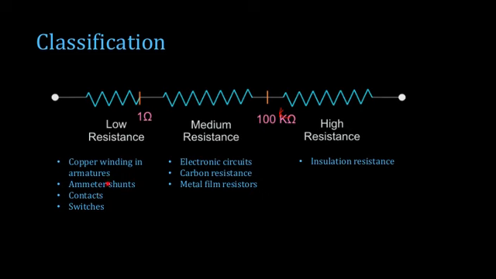The copper winding in armatures in machines, ammeter shunts, switches and contacts fall under the low resistance category. Most of the common applications that we see around fall under medium resistance, like electronic circuits, carbon resistors, metal film resistors, etc. When you think about high resistance values, for instance, we have the insulation resistance of cables and wires, which have values higher than 100 kilo ohm, in the mega ohm range. So these are the crude classifications of resistances.